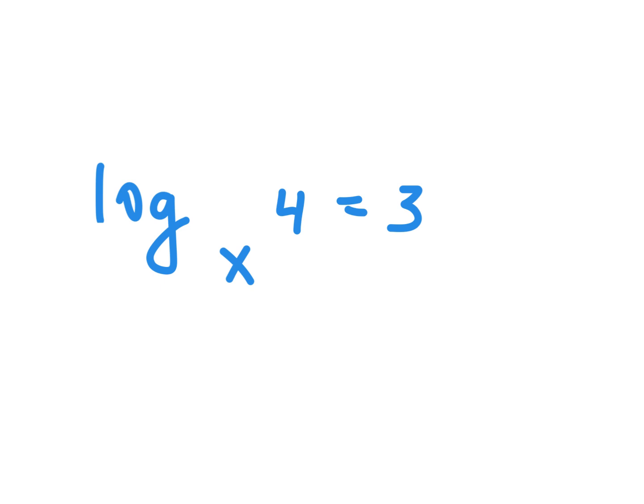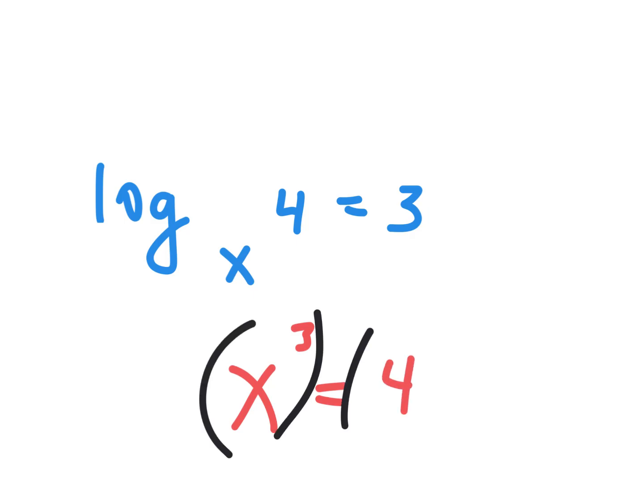Did you get x to the third equals 4? That's a good start. But then how do you actually finish the deal? Put it to the 1/3. I'm so glad you didn't say multiply by 1/3. Put it to the 1/3 is correct. And now this is just x.